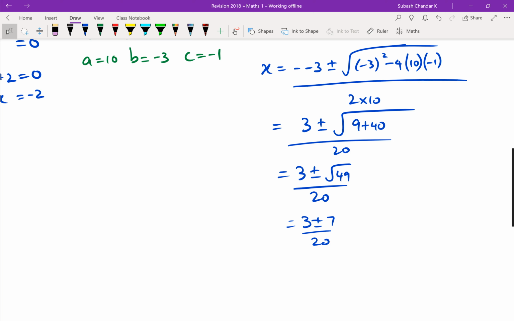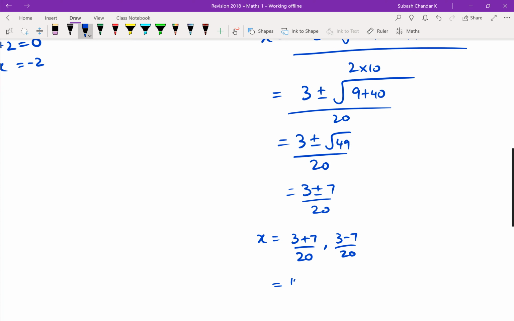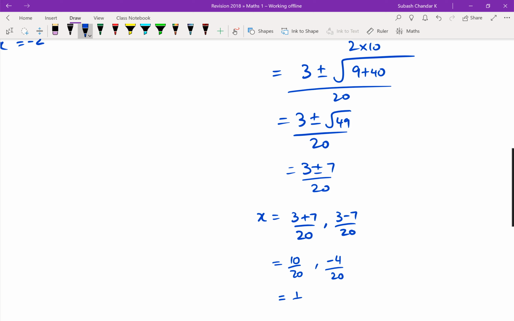So at this point, there's got to be two answers because of the plus or minus. Your first answer is going to have plus, and your second answer is going to have minus. When we do this, we're going to get 10 over 20 as one of the answers, and negative 4 over 20 as the other answer. But you can simplify this further. You can simplify this to a half and negative 1 over 5. Now here's the thing. These two things here are the solutions.